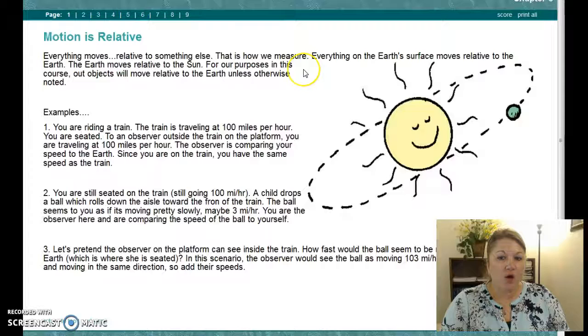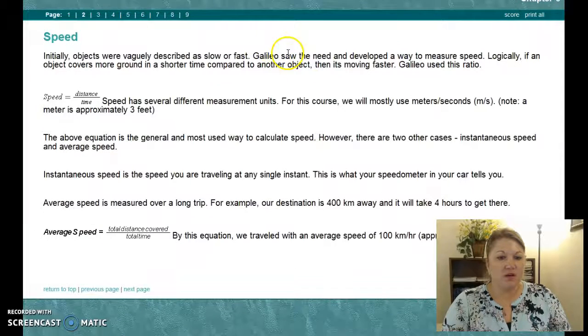Motion, how we describe it, that's what we're going to be talking about here in Chapter 3. So things like speed, acceleration, all discussed here. Alright, so here's a spiel on speed. Got a couple of equations in this chapter.